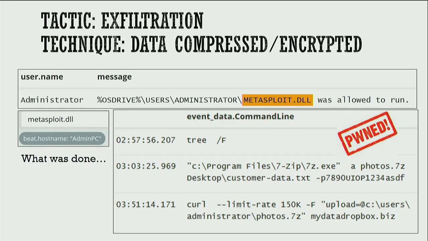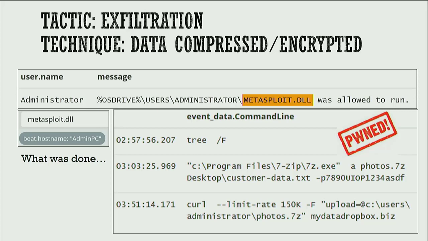Then finally, we have exfiltration. So what happened here? We can prove that Metasploit first was run because there is the AppLocker log. Same thing. Metasploit.dll was allowed to run. It wasn't blocked, but we have it there. And then we have the command line log on the admin computer. So tree was run. What does that do? That enumerates all the files on the hard drive. So the attacker was looking for something interesting to steal.